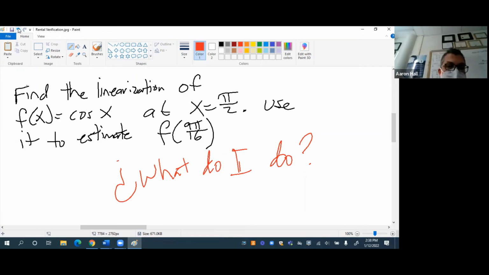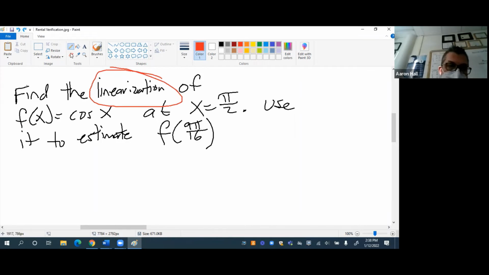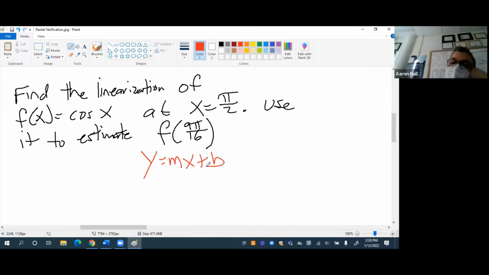What do? If it's linearization, what comes to mind as the first step? Yeah, find the linear function. Specifically, we're talking about the equation of the tangent line, right? We need to find the equation of the tangent line, which means we're dealing with y equals mx plus b. How do we find these m and b values?